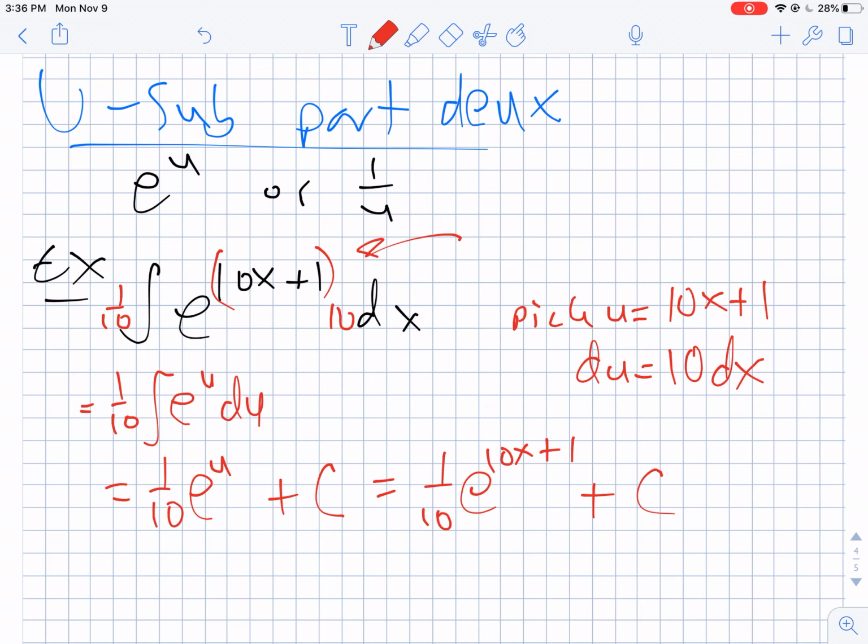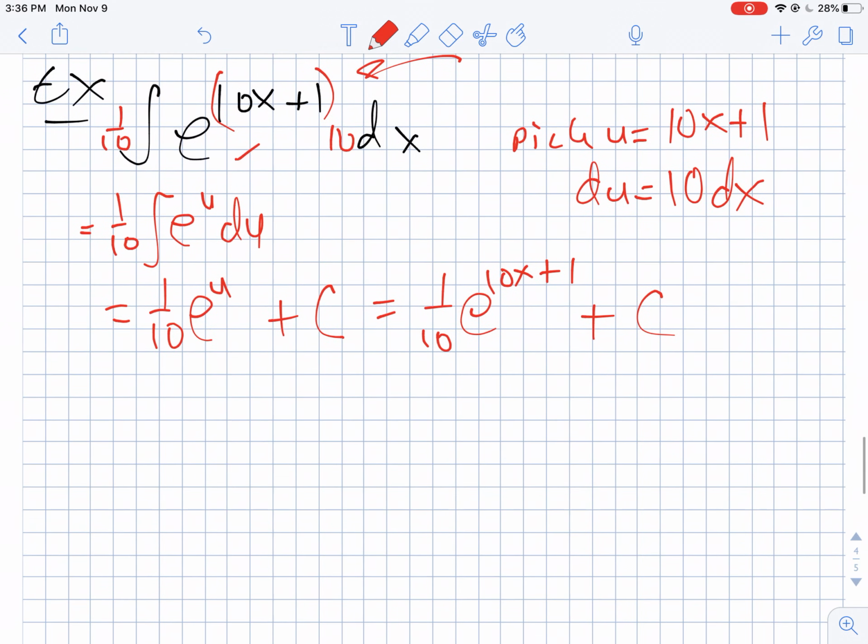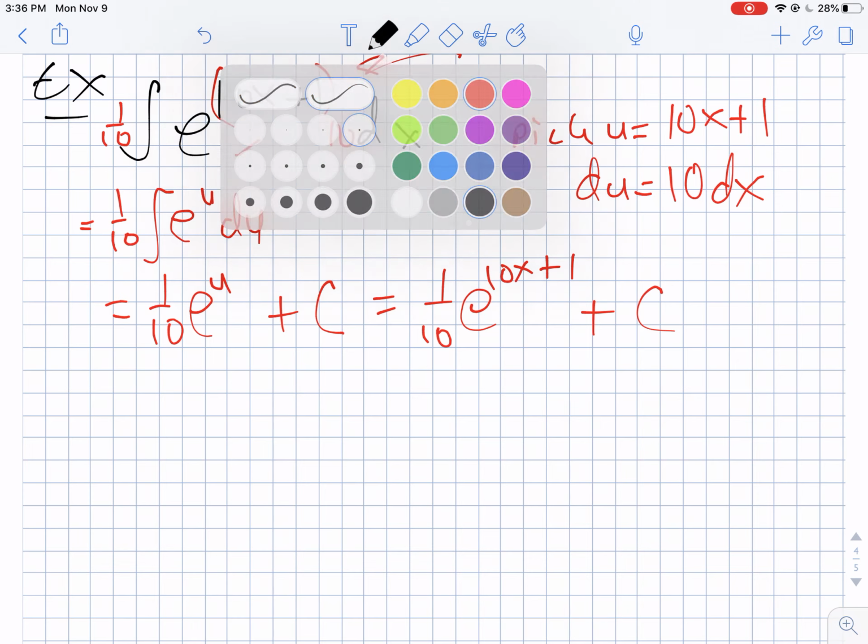Okay, and again, if I take a derivative in my head, e to the 10x plus 1 times 10, the 10 and the 1/10 cancel. Yeah, we're back there. That sounds good to me. Cool. Okay, let's look at a couple others.